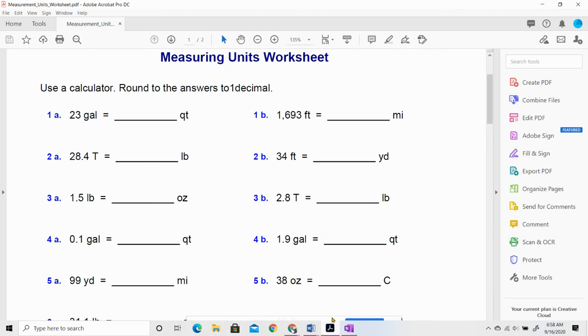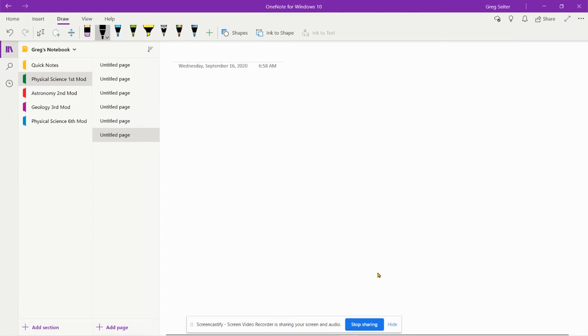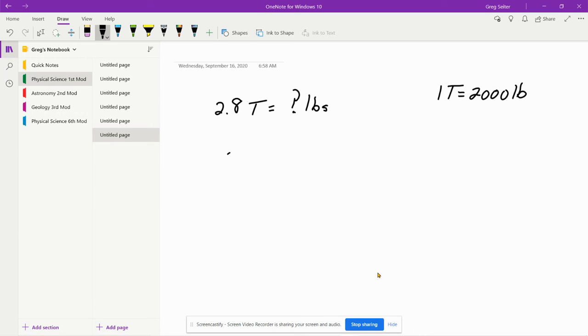2.8 tons equals how many pounds? We've looked at this once already. The conversion factor, I remember it from last time. If you don't remember, look at your conversion chart. But I know 1 ton equals 2,000 pounds. All right, going to make our fraction.